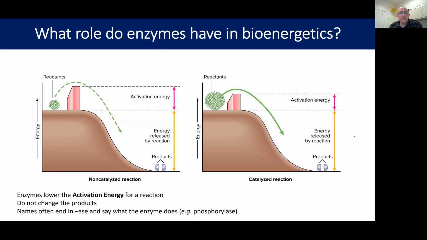Now, you can have exergonic reactions that release energy. And enzymes aren't going to change how much energy is released by the reaction. But what it does change is how much energy has to be invested to release it, right? So it decreases the activation energy, makes it easier. It doesn't change the products. You get the same products, but it makes it easier.